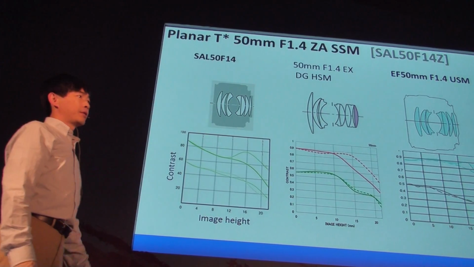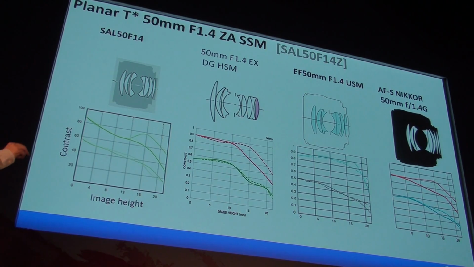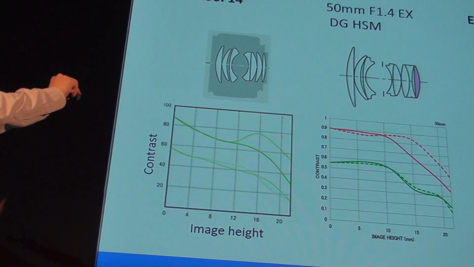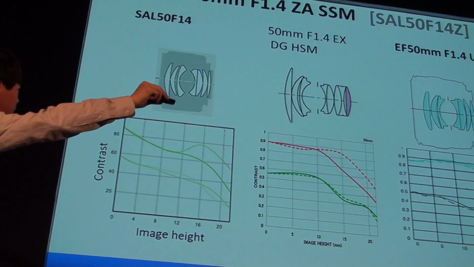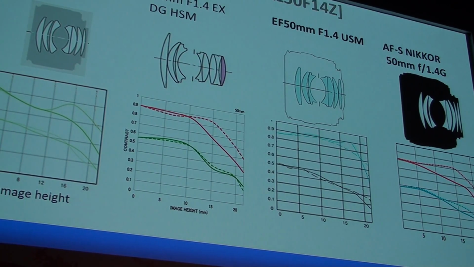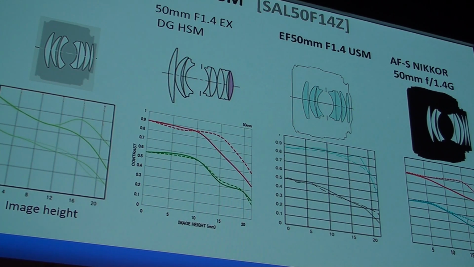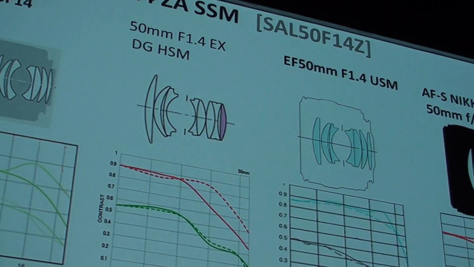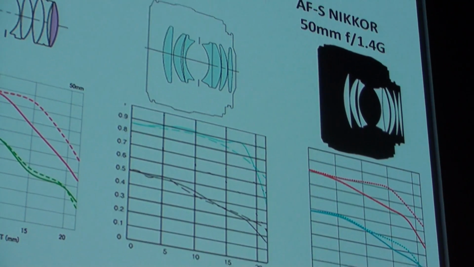And this slide shows the comparison chart between the competitors. And this one shows our current 50mm f1.4. And these are the MTF curves. The upper line shows 10 lines per millimeter, and the lower shows 30 lines per millimeter. And we have to introduce the SSM motor.